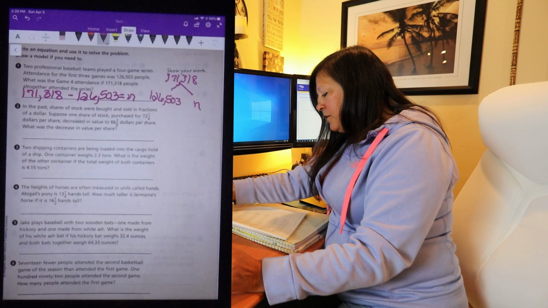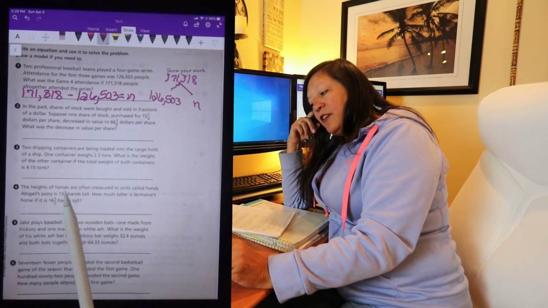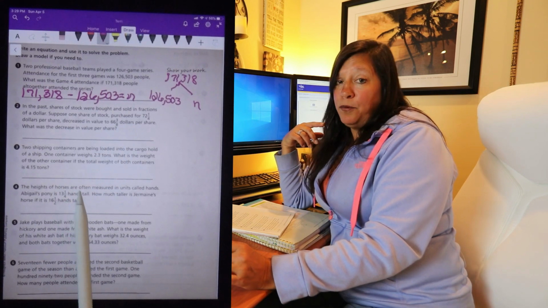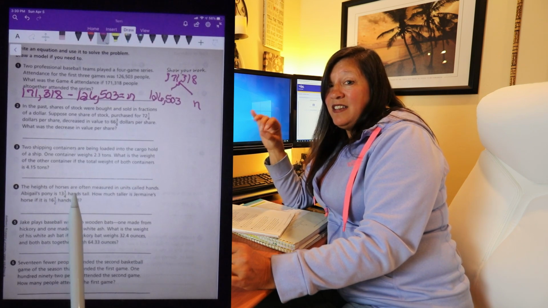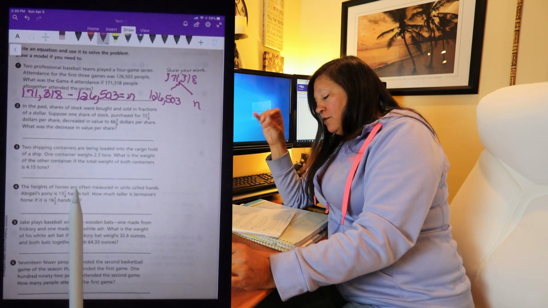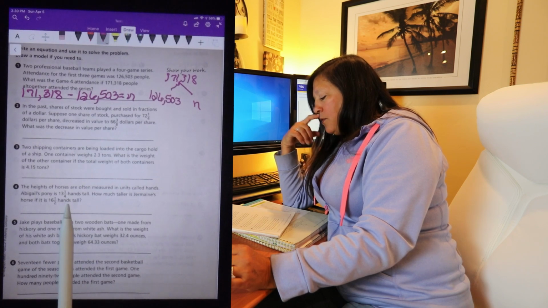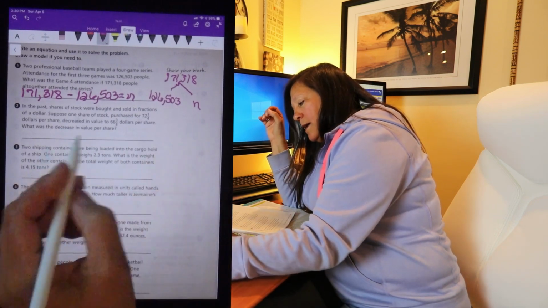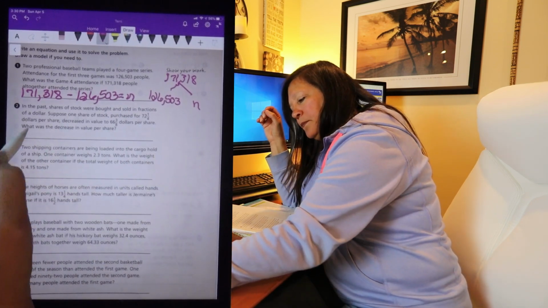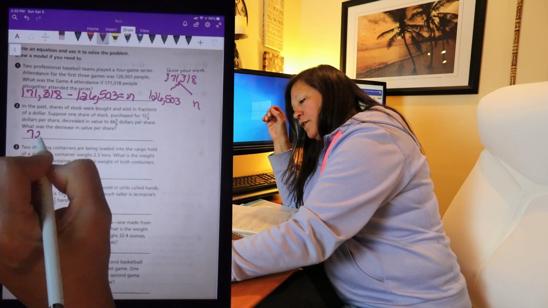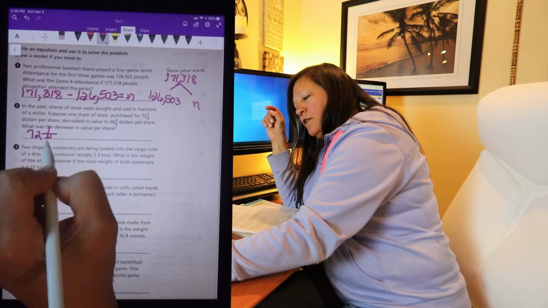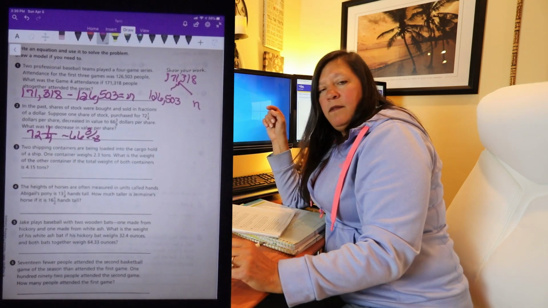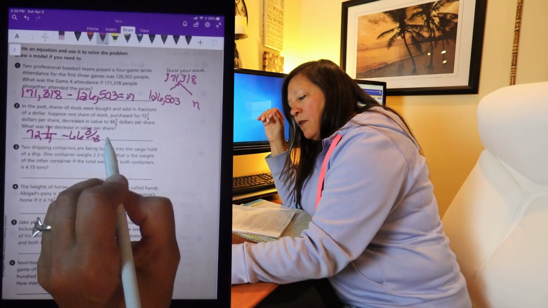In the past, shares of stock were bought and sold in fractions of $1. Suppose 1 share of stock purchased for $72.25 per share decreased, now there's a key word there, decreased in value to $66.38 per share. What was the decrease in the value? Okay, so to solve this problem, it's a decrease, so that means subtraction. 72 1/4 minus 66 3/8. Okay, and that's going to give you the decrease. That's going to tell you how much.